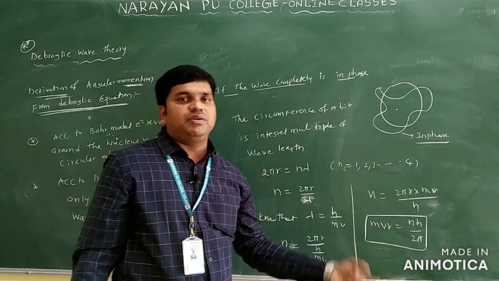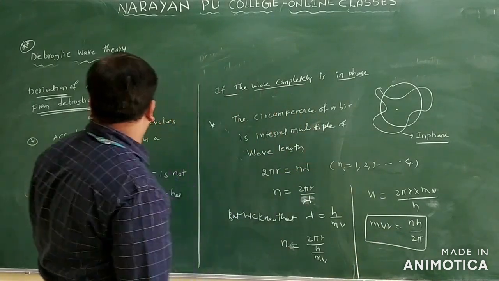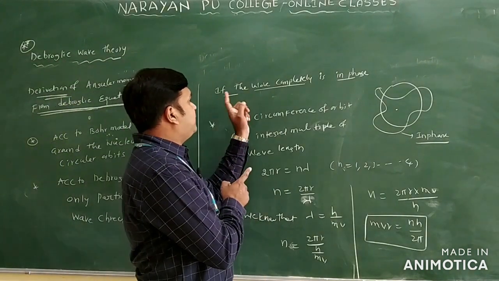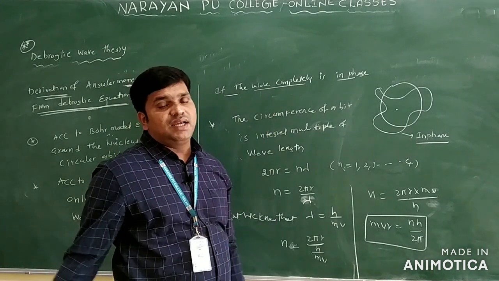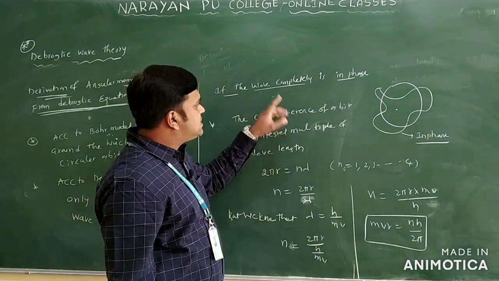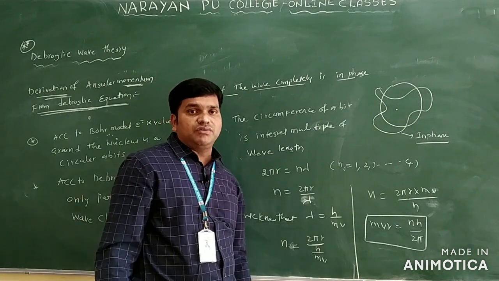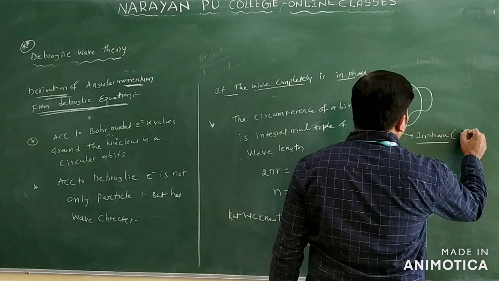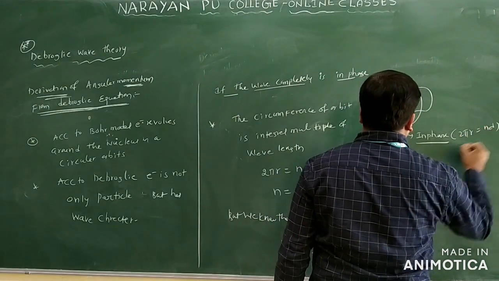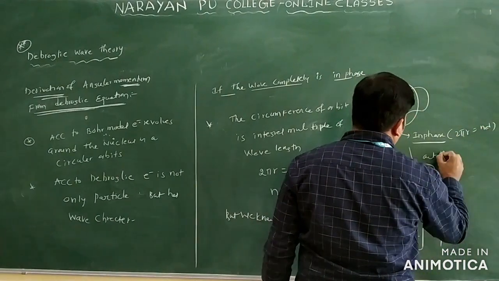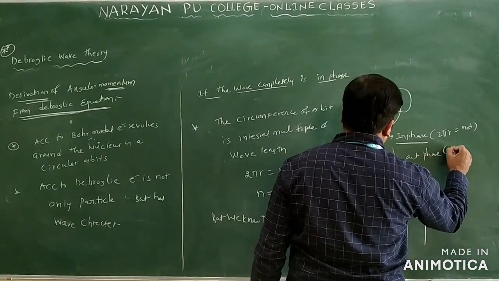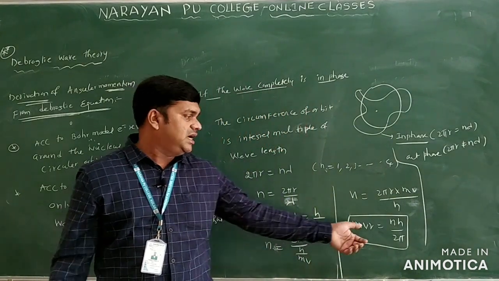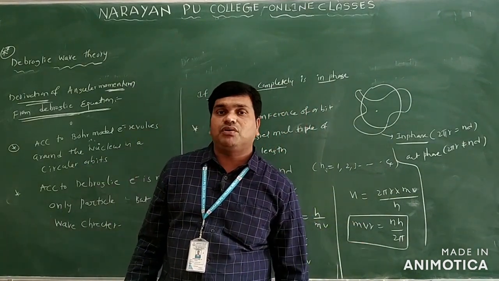This is the angular momentum in the Bohr model. So this is the derivation of angular momentum from the de Broglie equation. In case the wave is not completely in phase, the circumference is not equal to an integral multiple of the wavelength. That we are taking as out of phase. In phase means 2 pi r is equal to n lambda. If the wave is out of phase, 2 pi r is not equal to n lambda. This is the derivation of angular momentum from the de Broglie wave theory.